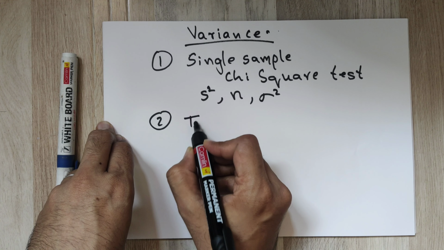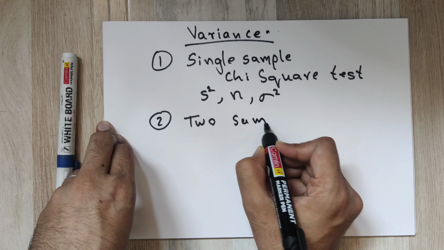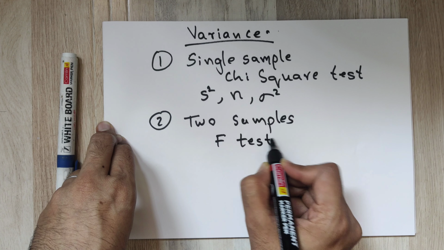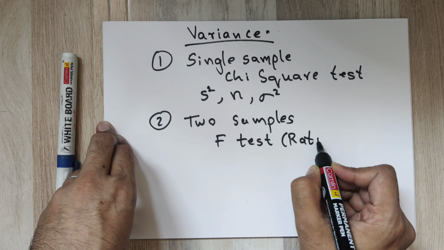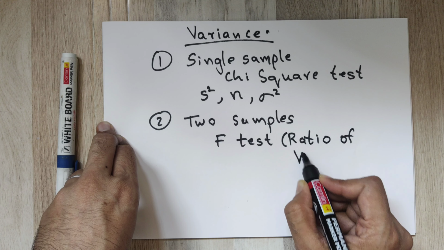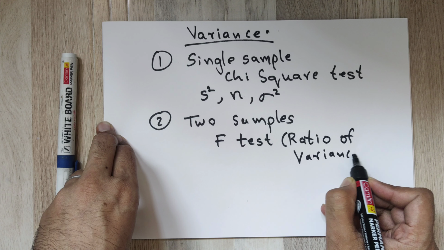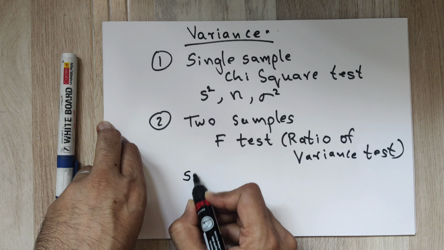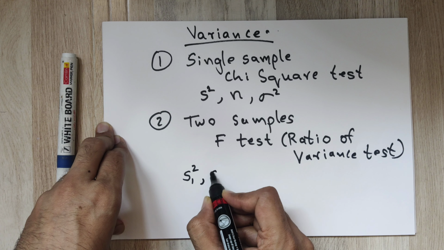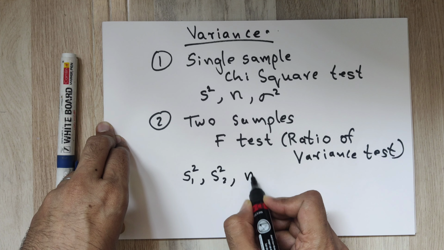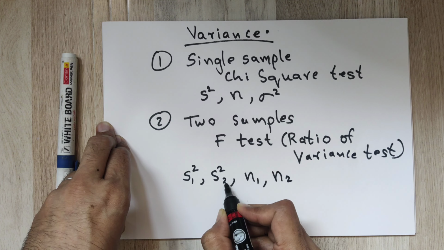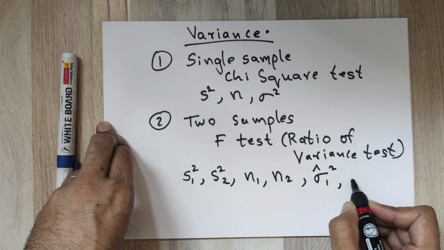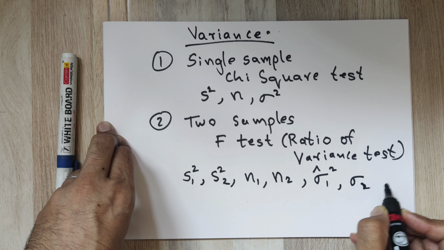Second, if we have say two samples, then for two samples we will use the F test. F test is also called the ratio of variance test. So in this, the data that will be given to us will be S1 square, S2 square, N1, N2, and if the population variances are not given, we can estimate the values of sigma 1 square and sigma 2 square.